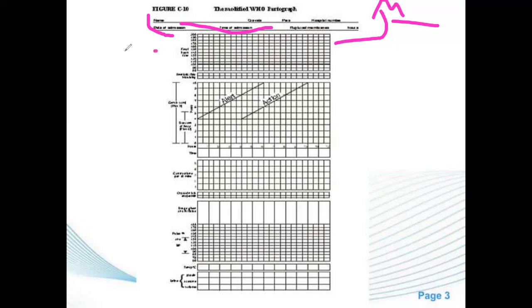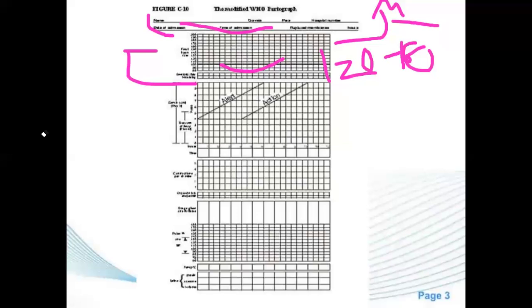Now, if you look at this chart, there are various sections. The first section you can see is about fetal heart rate monitoring. A normal fetal heart rate varies from 120 to 160 beats per minute. All the charting about fetal monitoring has to be done every half an hour.